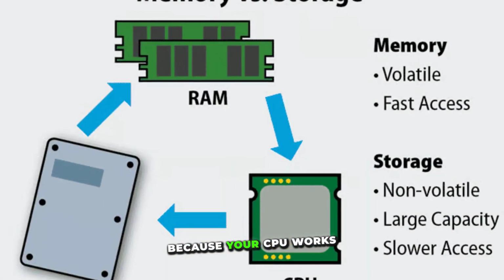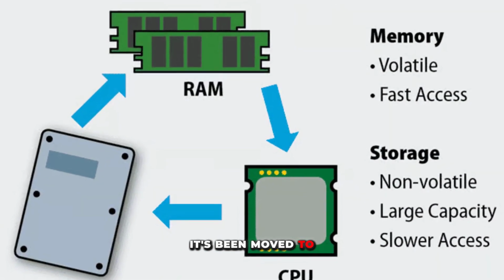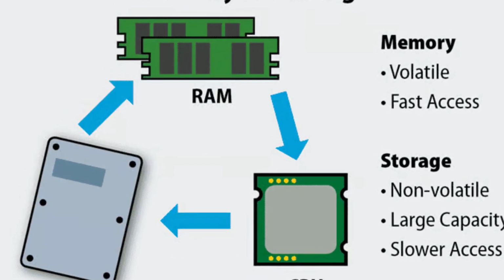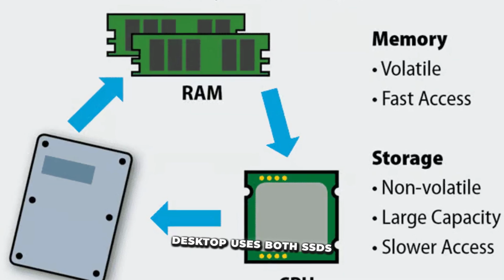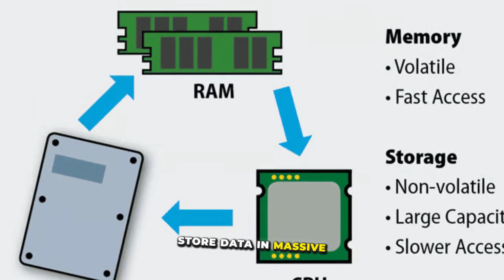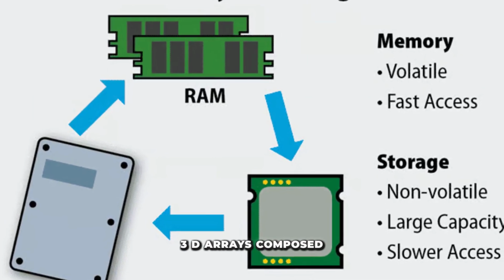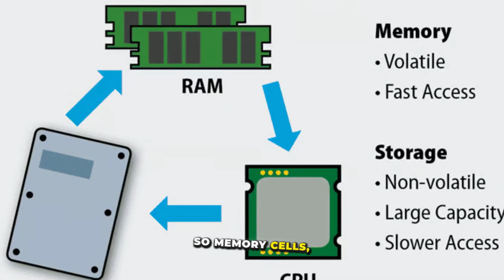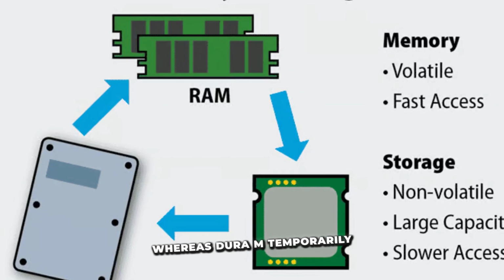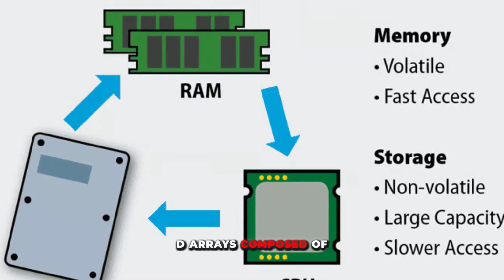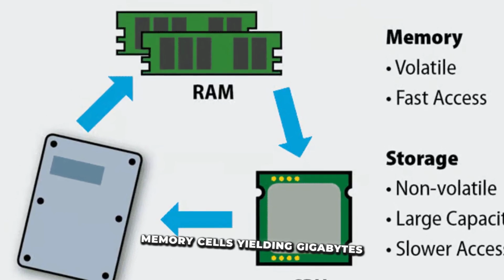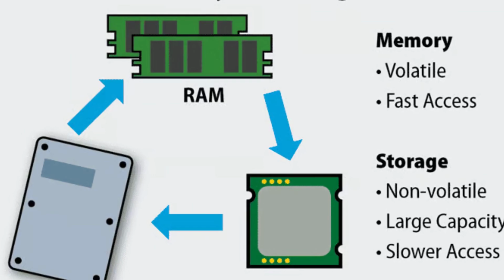Because your CPU works only with data after it's been moved to DRAM, it's also called working memory or main memory. The reason why your desktop uses both SSDs and DRAM is because solid-state drives permanently store data in massive 3D arrays composed of 1 trillion or so memory cells, yielding terabytes of storage, whereas DRAM temporarily stores data in 2D arrays composed of billions of tiny capacitor memory cells yielding gigabytes of working memory.